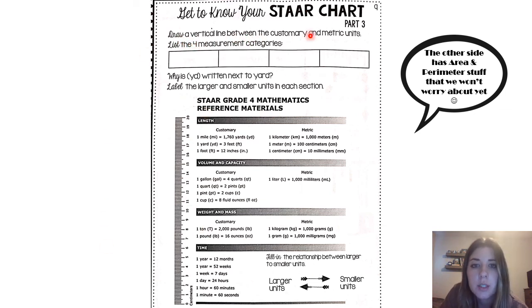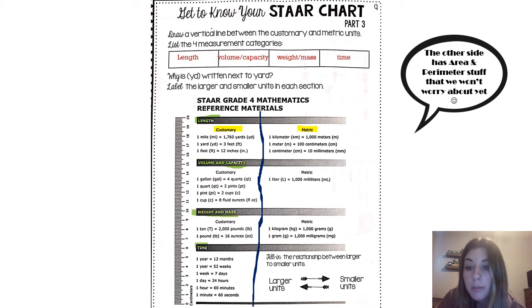Draw a vertical line between customary and metric. So I'm going to take my pen and draw a line straight down the middle. Well, it's not straight, but it's down the middle. We've got customary on one side and metric on the other. So our star chart already sorts it for us. Then we're going to list the 4 measurement categories. I'm looking for these headings: length, volume and capacity, weight and mass, and time. Those are our 4 measurement categories.